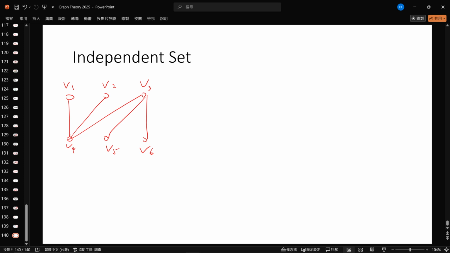So for example, you can pick V1, V2, V5, and V6. If you choose these four vertices, then since they are not adjacent to each other, this is an independent set. And we would like the largest independent set, or the maximum independent set. So next we're going to formulate this problem as a mixed integer linear program.